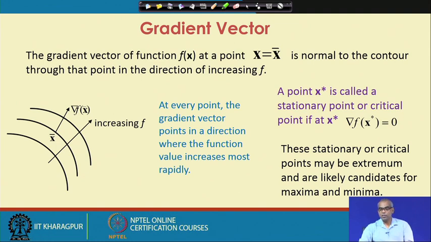A point x star is called a stationary point or a critical point if at x star the gradient vector equal to 0. The gradient vector equal to 0 means that the gradient vector is a null vector. So, each component of the gradient vector is equal to 0. These stationary or critical points may be extremum and are likely candidates for maximum or minimum.